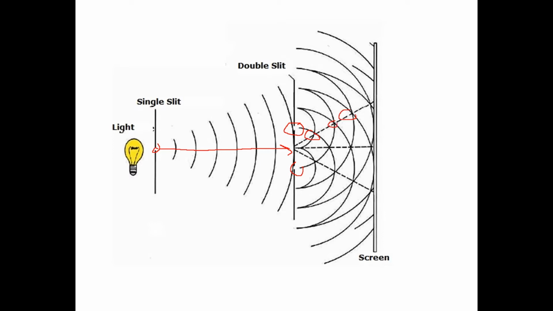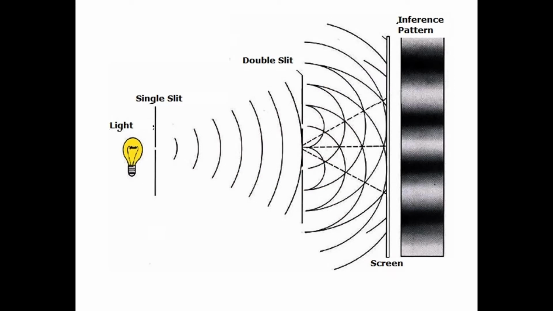We can't see anything here because we just can't see light waves, or anything here either. We can't see light waves. So what do we do? Well, if we put a screen, we can see the results. And we get what would be an interference pattern. How so?